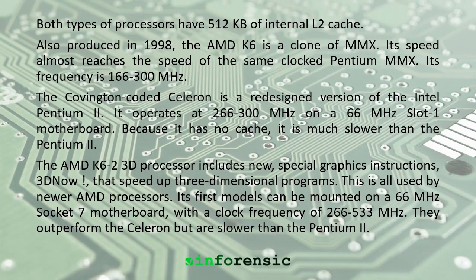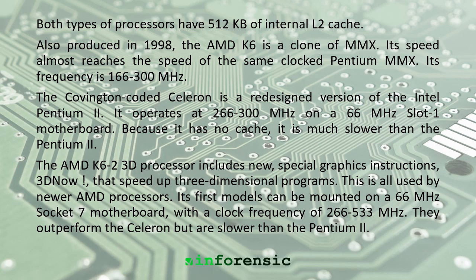Both types of processors have 512 KB of internal L2 cache. Also produced in 1998, the AMD K6 is a clone of MMX. Its speed almost reaches the speed of the same clocked Pentium MMX. Its frequency is 166 to 300 MHz.